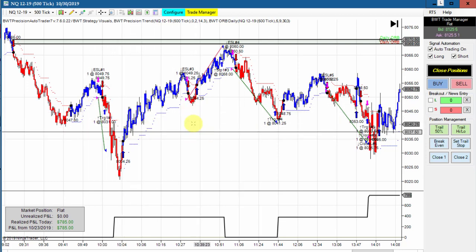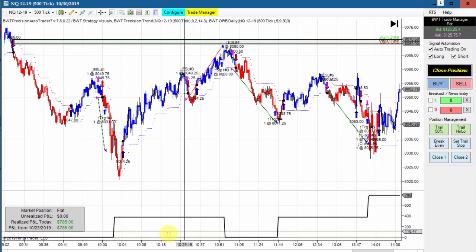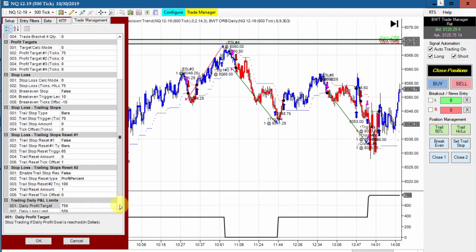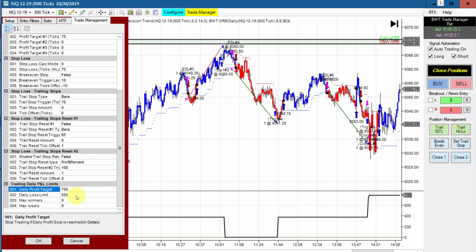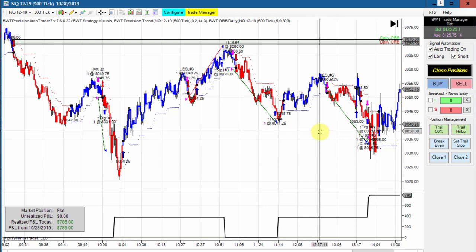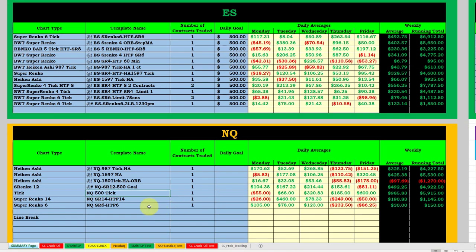In any case, this had 3 winners and 1 loser and did 785 for the day, so it had really excellent positive slippage. The goal is 750 with a 550 loss limit, so really good win-loss ratio. And you can see from the template that this has been really solid, with Friday being the best day.